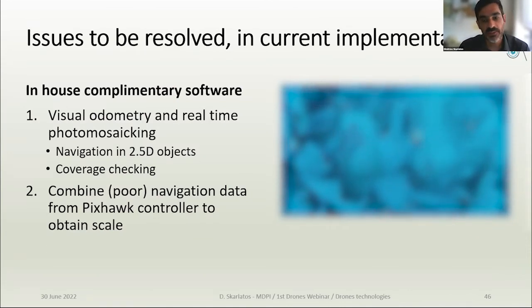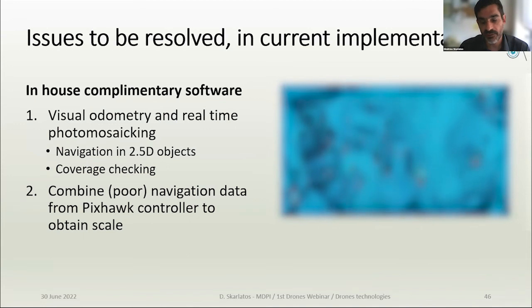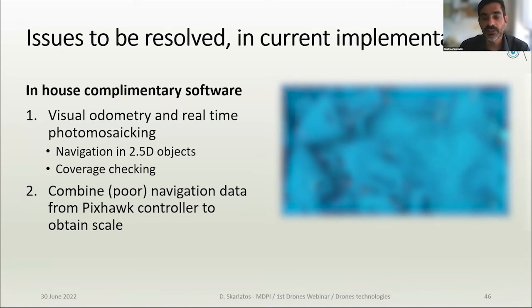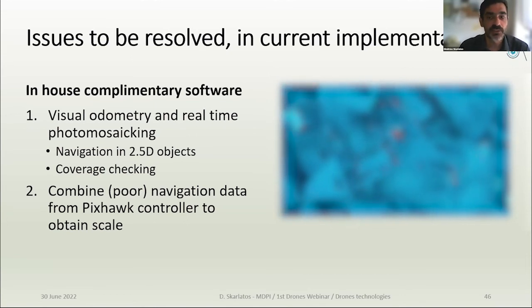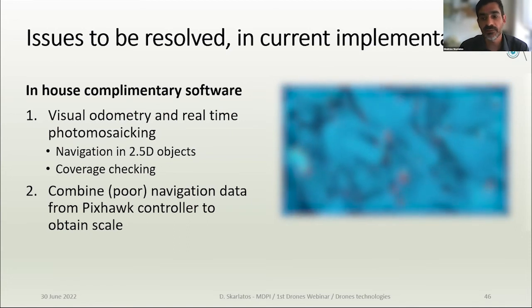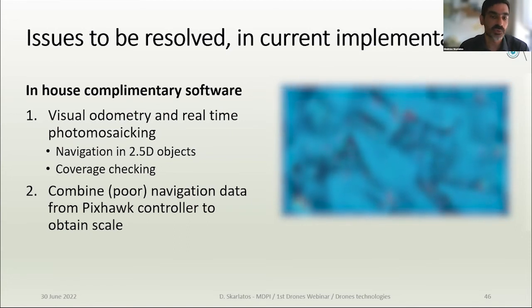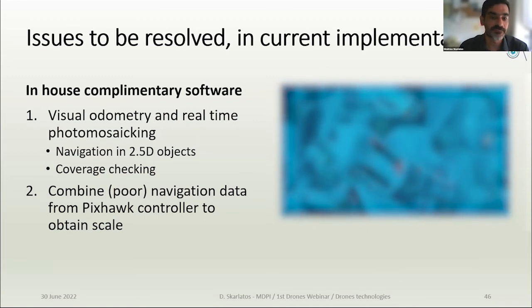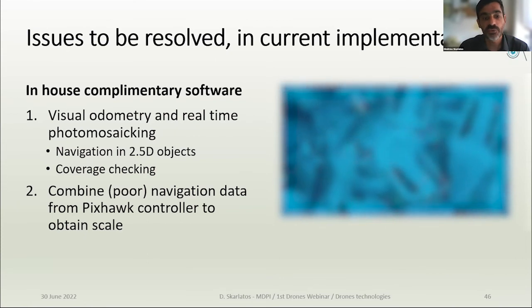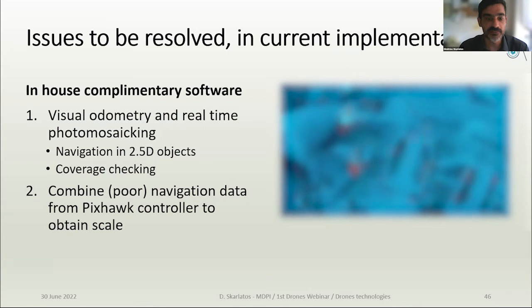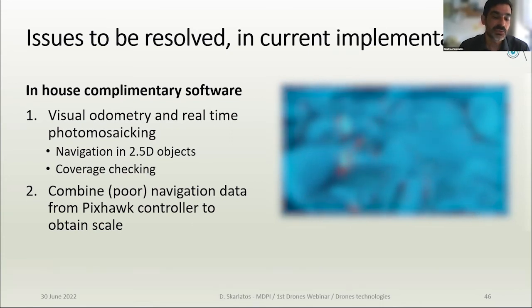So closing now, we're still far away from having a perfect solution. We need to develop in-house complementary software for visual odometry and real-time photomosaicing, which will be useful for the sites that we're working with, so 2.5D objects. We need to find a way to do coverage checking before we leave. And we need to combine the poor navigation data from the Pixhawk to somehow provide scale and orientation on the final 3D reconstruction.